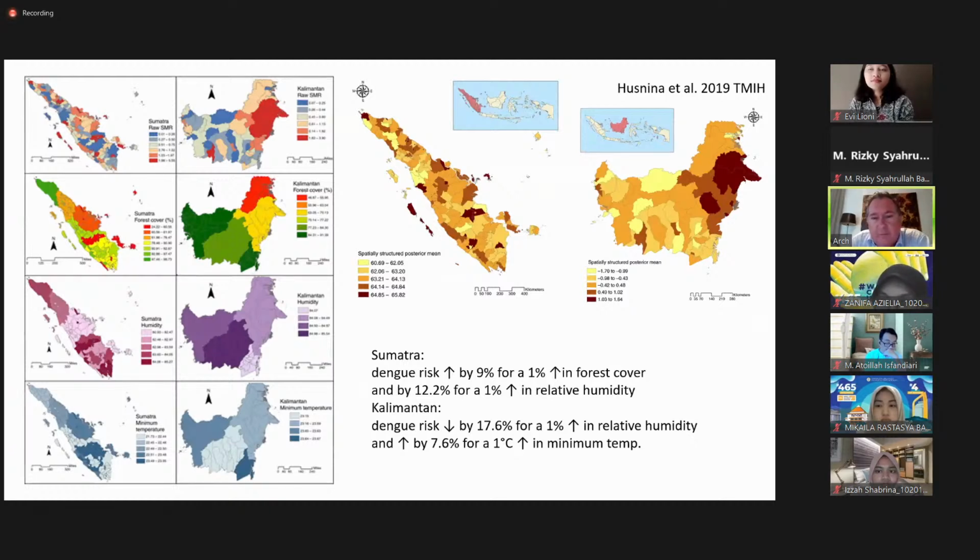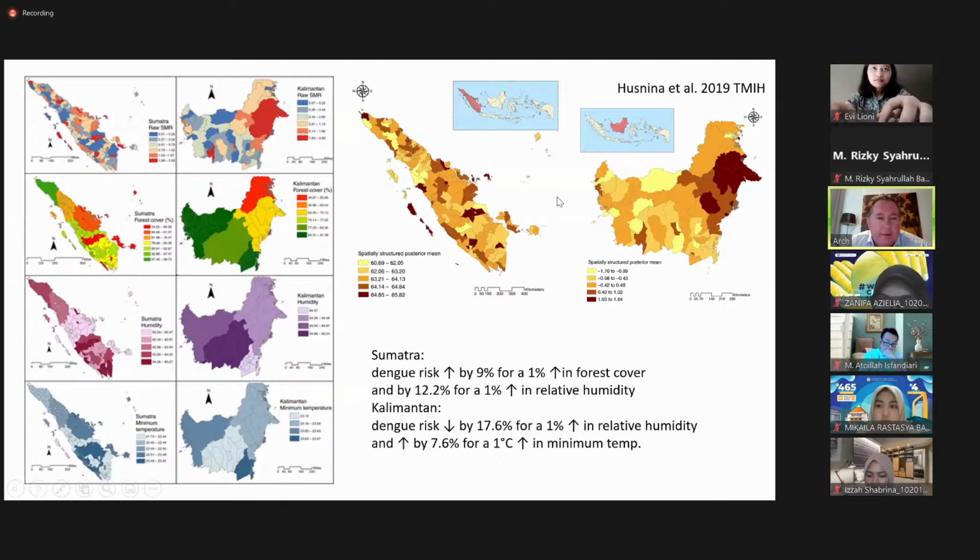Here's an example from one of your colleagues, Dr. Zita Husnina, which she conducted when she was in Australia working with us at the Australian National University, where she was interested in looking at the relationship between deforestation or forest cover and dengue risk. And so she chose to investigate that using a spatial modeling framework.